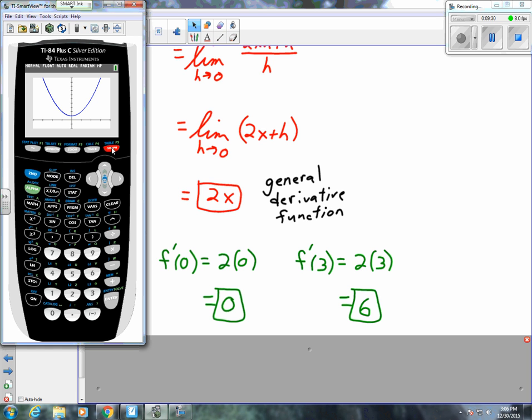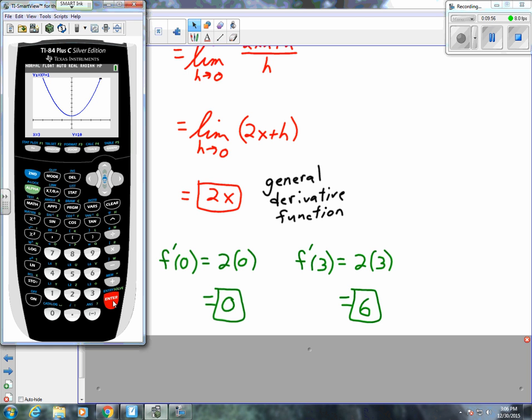This is saying the derivative at 0 is 0. Well, certainly that's the vertex of this parabola, and so the tangent line is going to be horizontal. So that has a 0 slope. And then the derivative at 3, if I trace over to 3, a little high up there, if we drew a tangent line, it looks like it would have a pretty steep positive slope. And indeed it is 6.